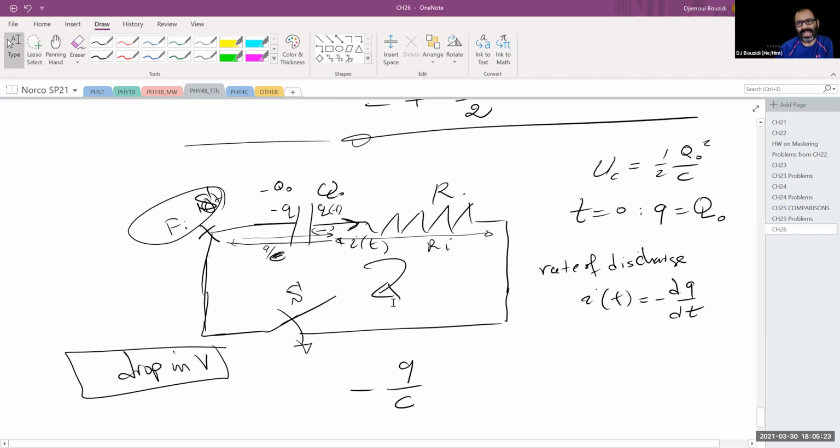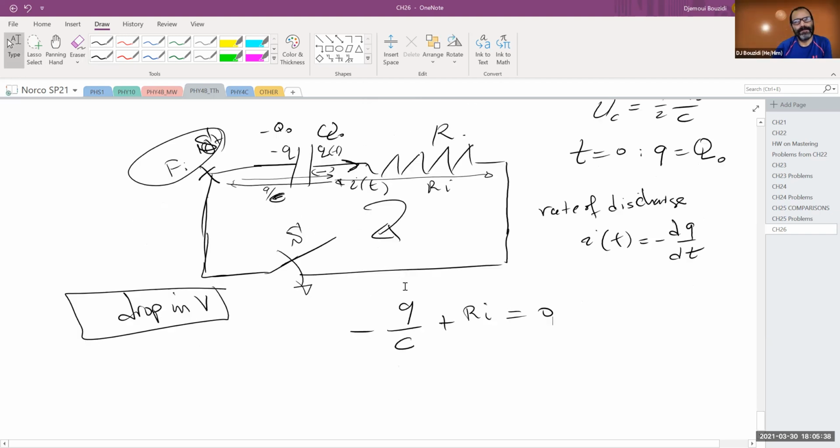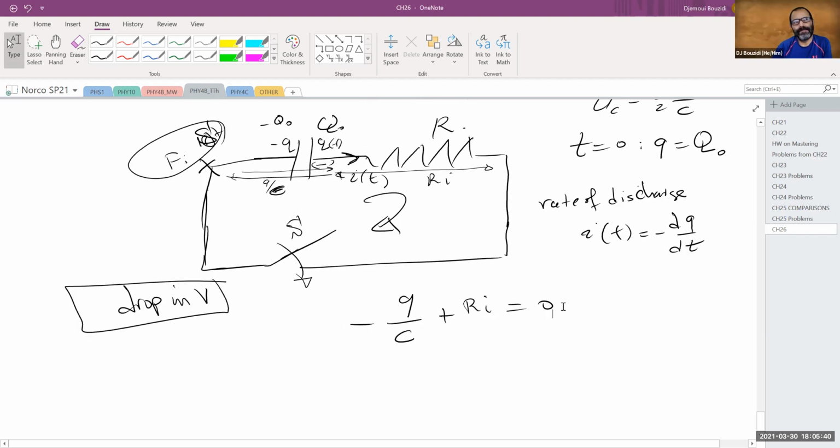So if I do it this way, then this expression becomes a drop in V plus Ri equal to 0, because there is nothing after that. Even the switch is closed, so I'm going back to the starting point. So this is Kirchhoff's rule. Makes sense? Does this make sense?